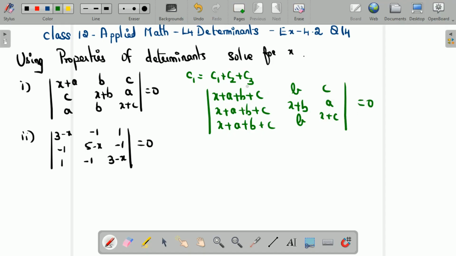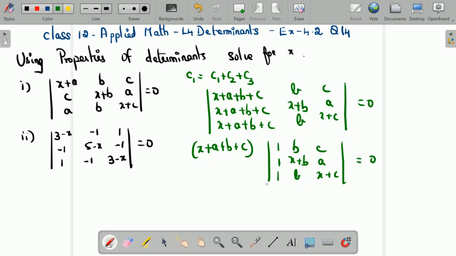Now, since the first column has all the elements the same, we are going to take it outside. So it is x plus a plus b plus c into determinant of 1, 1, 1. Here b, x plus b, b, c, a, x plus c, and this is going to be equal to 0. Now the next transformation that we are going to put is R3 equals R3 minus R1.